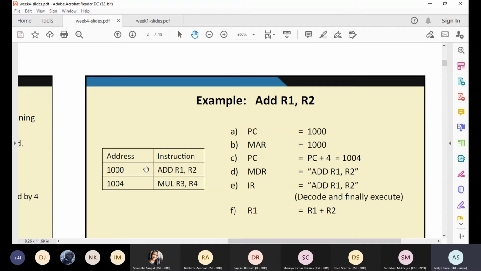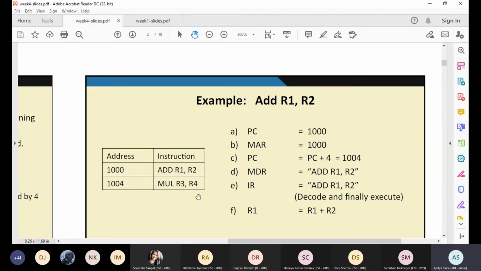Then in MDR, the first instruction located at 1000, that is add R1 and R2, will be there. This instruction will go inside the instruction register, where it will be decoded by the instruction decode unit. It will see that both the data is inside the processor, so it will do the further processing, take this data inside ALU, and you will get the result of data from R1 and data from R2 inside R1.